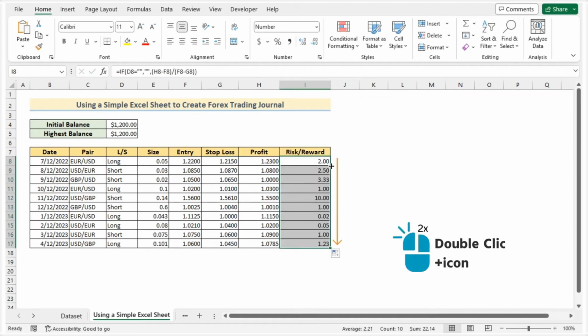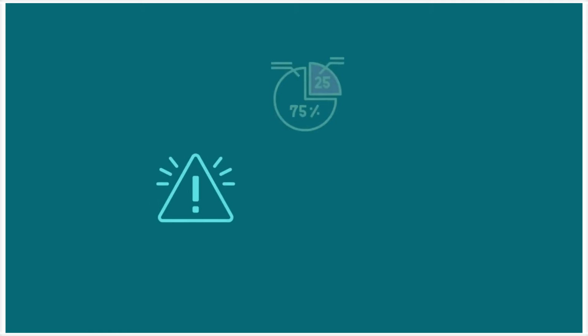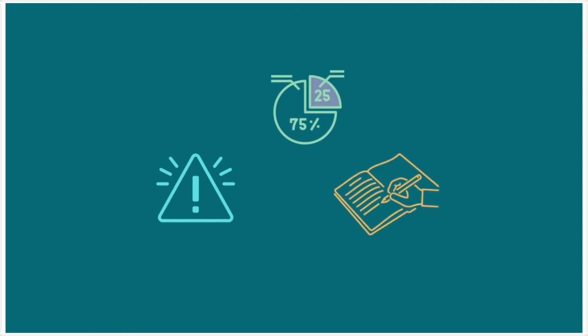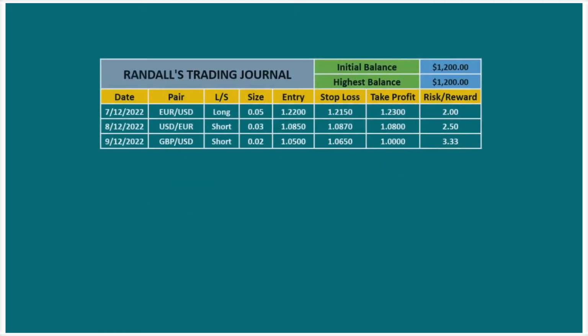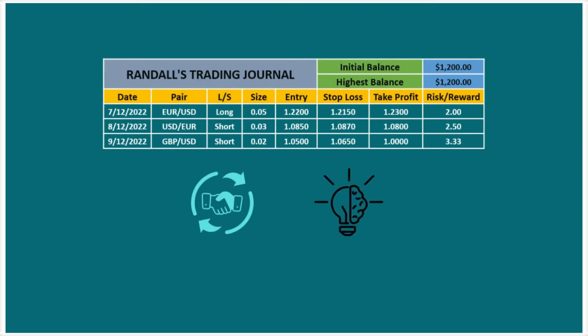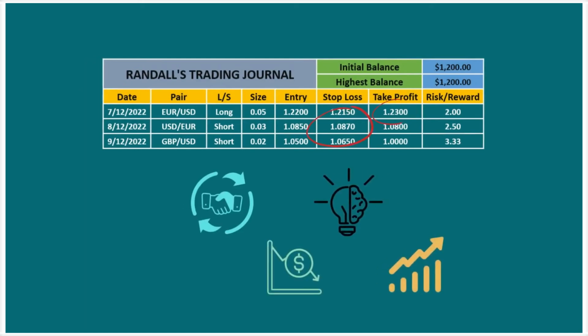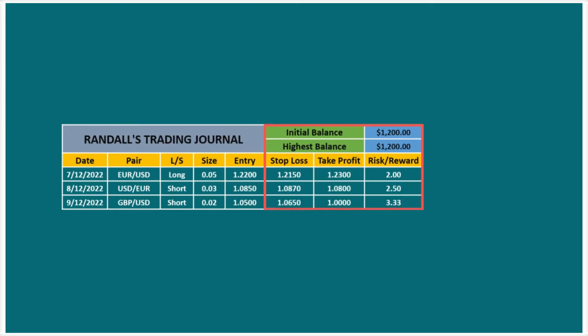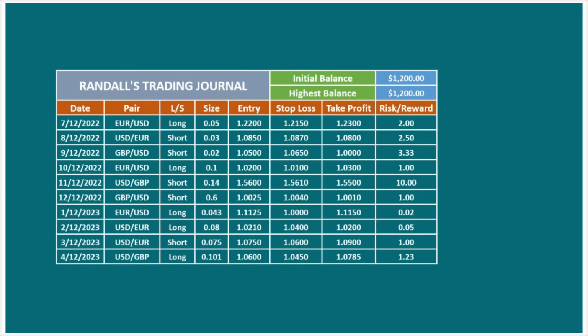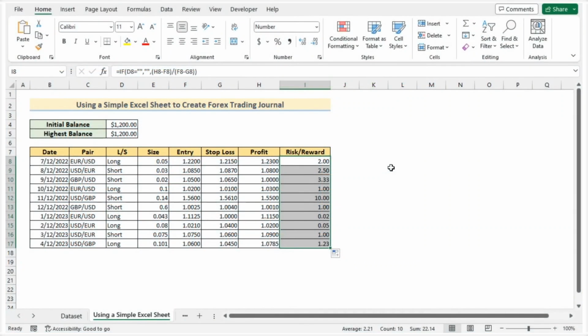Use the fill handle option to get the risk by reward ratio for every cell. So let's talk about what this risk by reward ratio means. If the risk by reward ratio is higher in a Forex journal, it generally means that the trade has the potential for a larger profit compared to its potential loss. This can indicate that the trade aligns with the trader's strategy of seeking higher reward opportunities while managing the risk. So this is how we can easily create a Forex trading journal with the help of a simple Excel sheet.